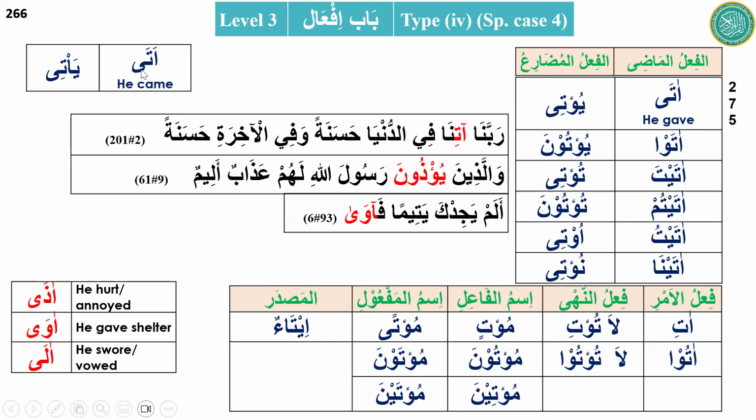And this one is just ata. In the second one, the ta you are stretching. Ata yu'ti. Ata means he came. We take them as usual, but not in the usual way. We have to stretch them and then we see how important the meaning is. Ata yu'ti ita'un. And the first, in Bab Naqis, is ata ya'ti, he came. So let's complete this one.